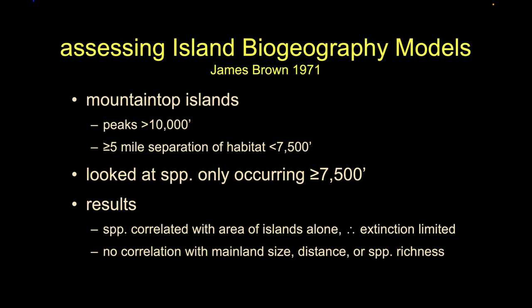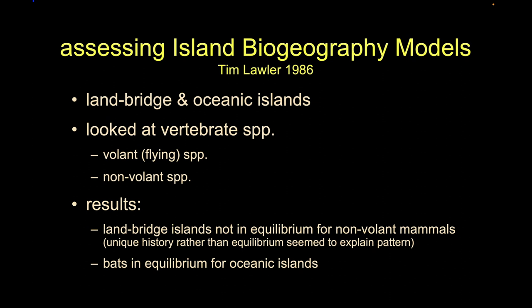What he found was that the species richness of the critters on those mountaintop islands correlated with size. The distance didn't seem to make a difference. There was no correlation with how far they were from the parental source, the big mountain chain. So there's some evidence that something about this is working, but not as straightforward as we first thought. So that was James Brown's mountains. And then Lawler comes in a bit later and says, hey, what about this we're talking about, land bridge versus oceanic potential islands?